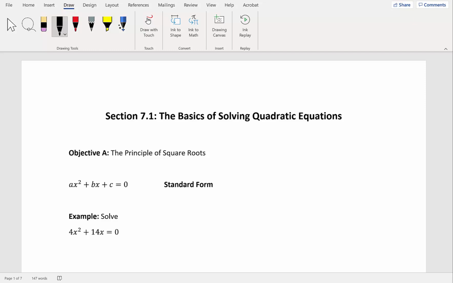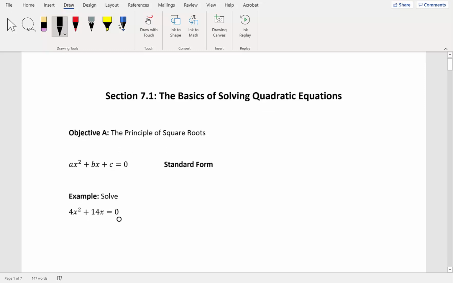In this video, we'll take a look at section 7.1, which is the basics of solving quadratic equations. Now, our first objective is the principle of square roots. When we have an equation of the form ax squared plus bx plus c equal to 0, this is called standard form for a quadratic equation.